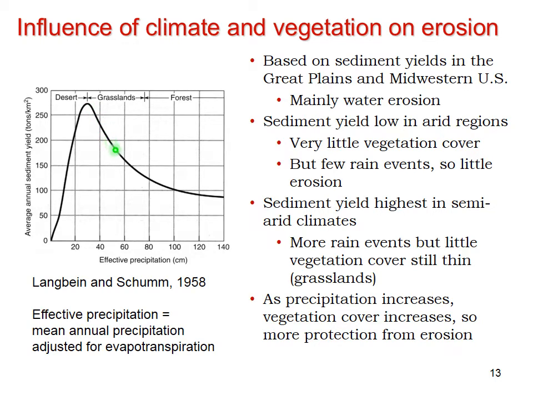And as we get into wetter and wetter climates, we're in thicker and taller grasslands, and finally we get to the grassland forest boundary. And so as we go into wetter climates, even though there's more precipitation events, there's more water to erode the landscape, that land surface is so thickly covered.